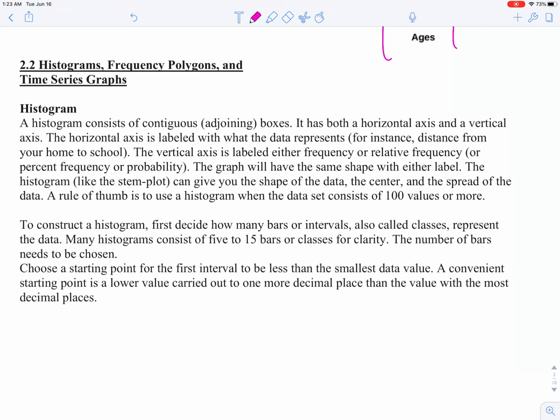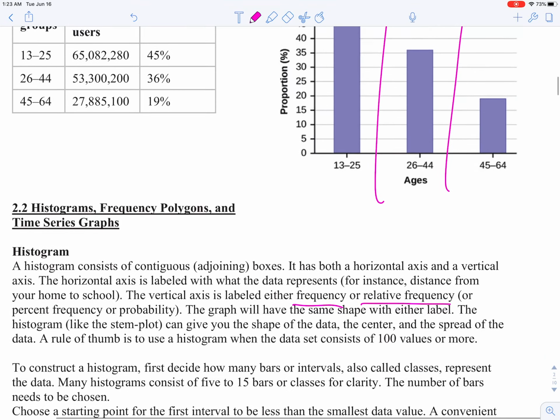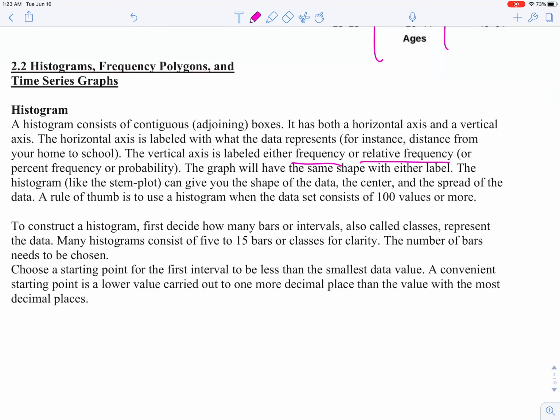The graph will have the same shape whether you use frequency or relative frequency. That's kind of cool, and that actually goes with bar graphs as well. Bar graphs and histograms, whether you use frequency or relative frequency on the y-axis, you're still going to get the same shape to the graph.